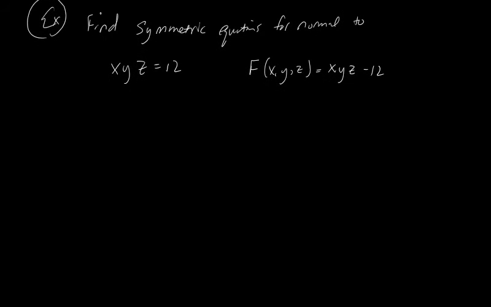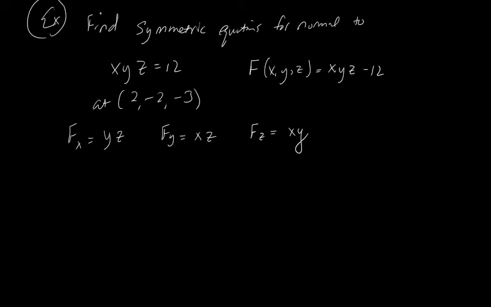So there's our surface. I need my partials. So f sub x is equal to yz, f sub y is equal to xz, and f sub z is equal to xy. Oh, I forgot to tell you the point we're doing this at. So this is at the point 2, negative 2, negative 3. Get that in there. We need that, right? Because we need to know what these are at that point.